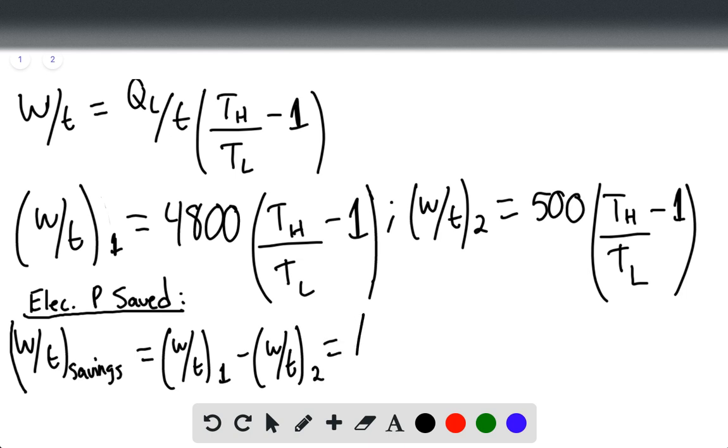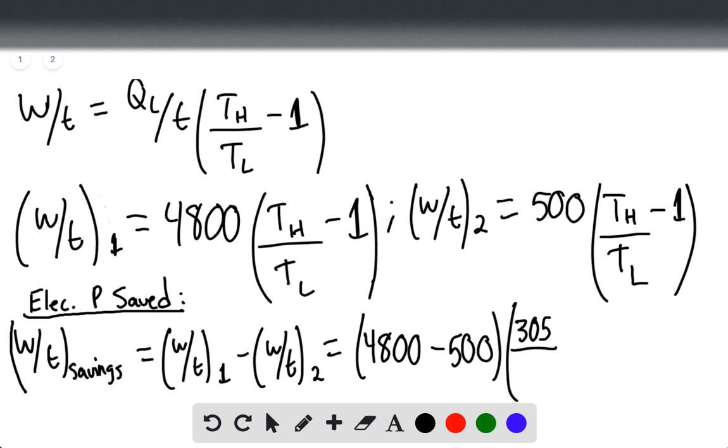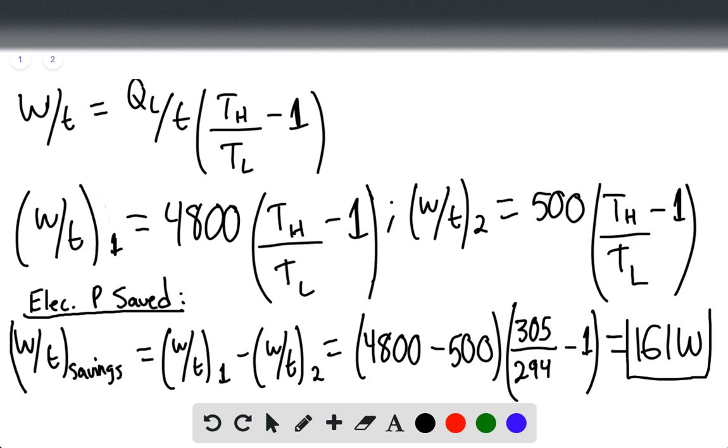And this will be equal to 4,800 minus 500, and then this will be 305 divided by 294 minus 1. And we're getting that the total electrical power saved is going to be 161 watts. So this will be our electrical power saved.